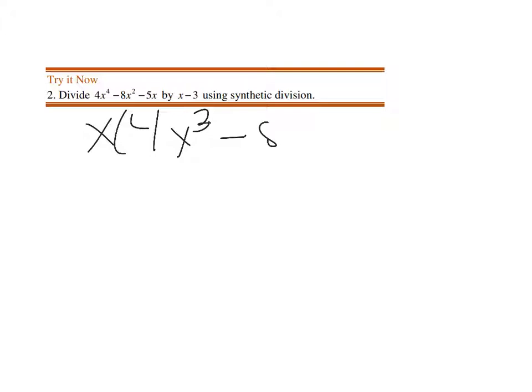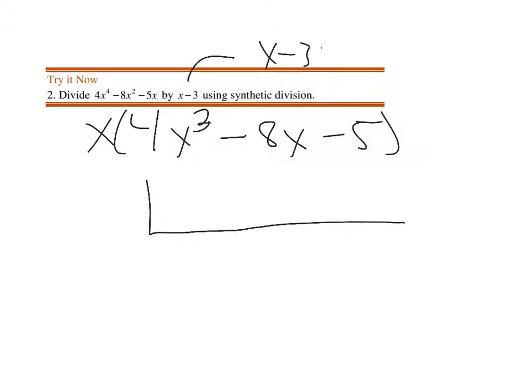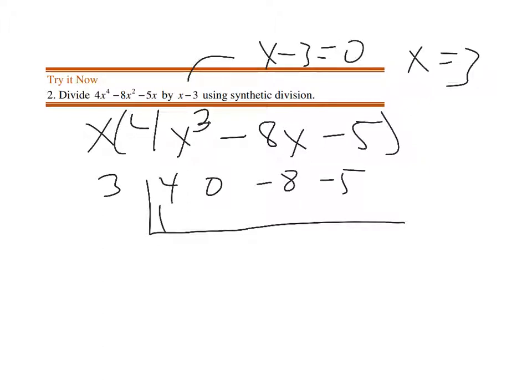So I'm going to decrease all those exponents by 1. I notice that I'm missing an x squared term. So when I write out my synthetic division problem, well, first off, I probably ought to say x minus 3 equals 0, x equals 3, so that's what goes outside. Then here's my 4x cubed, 0x squared, minus 8x minus 5. Bring down the 4, and I'm going to multiply, I get 12. Add those, I get 12. 3 times 12 is 36. Add those, I get 28.